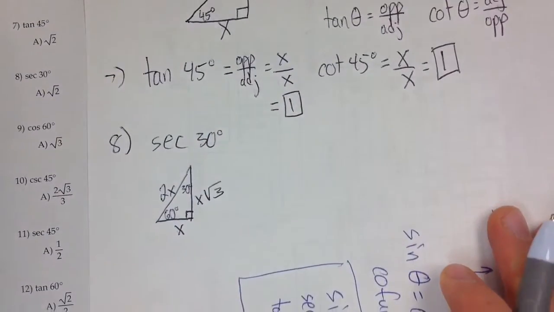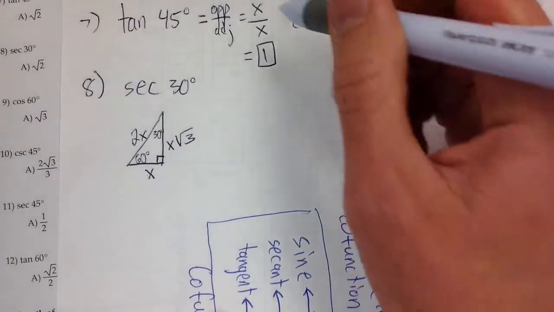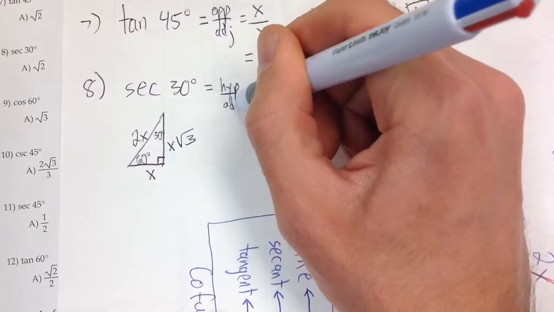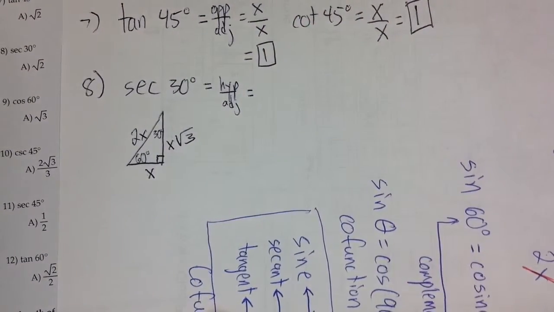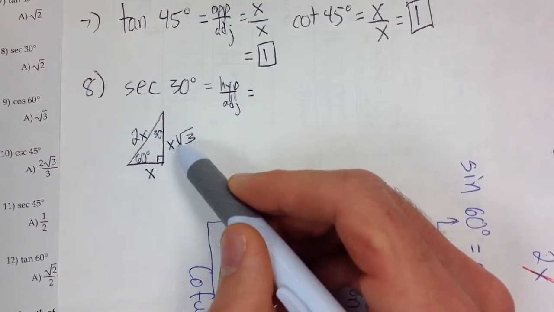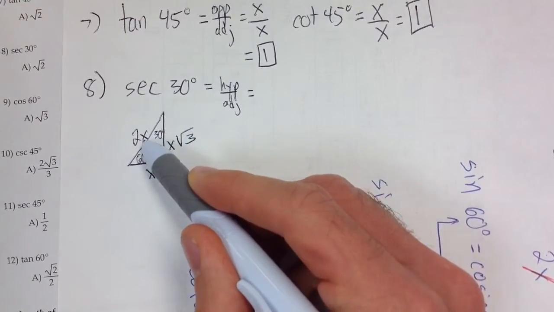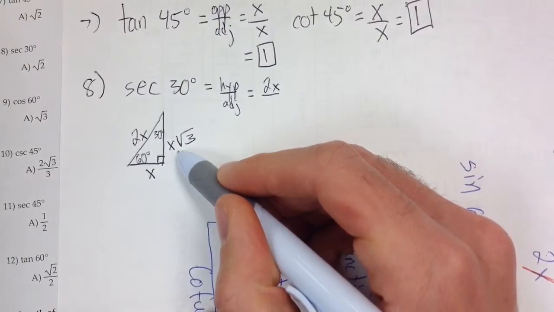All right. Nick, tell me how to find secant of 30 degrees, please. Hypotenuse over adjacent. Very good. It's the reciprocal of cosine. Keep going. So then it's 2x over x root 3. Very good. 30 degrees is your angle of reference. Your hypotenuse is 2x. The adjacent side to 30 is x root 3.